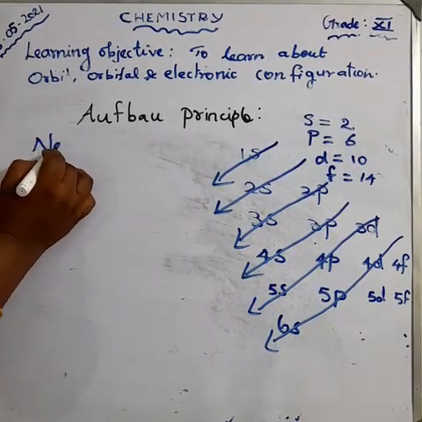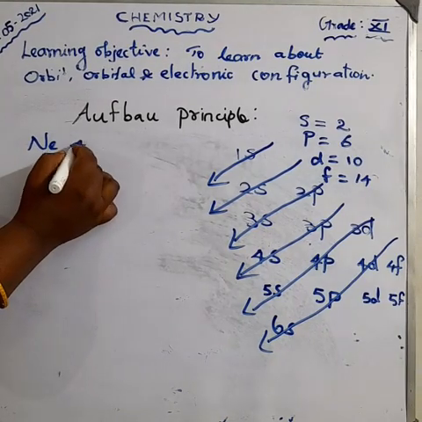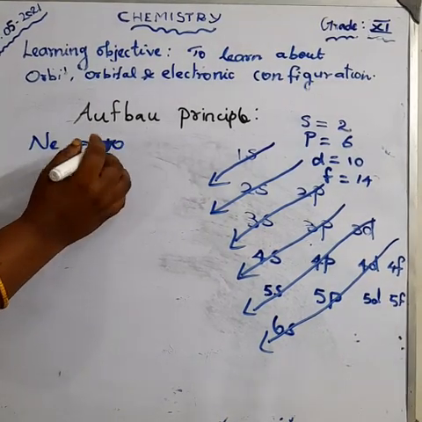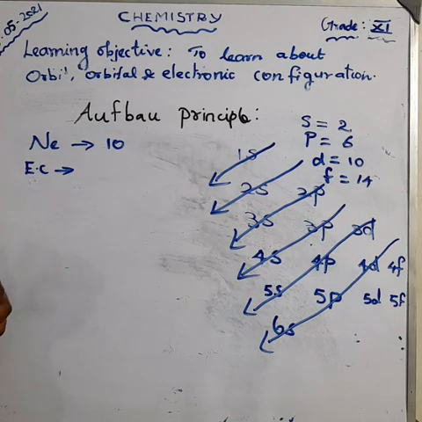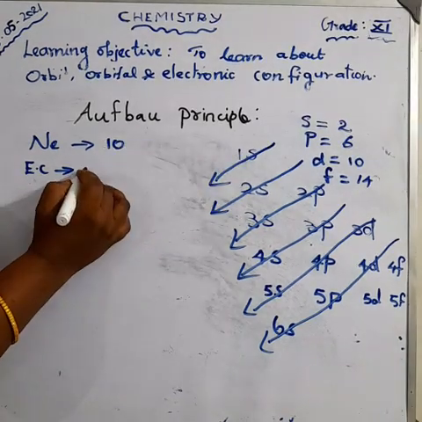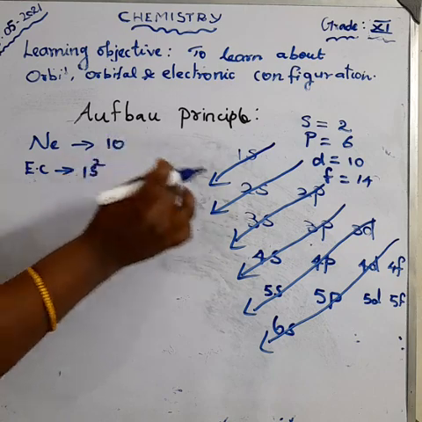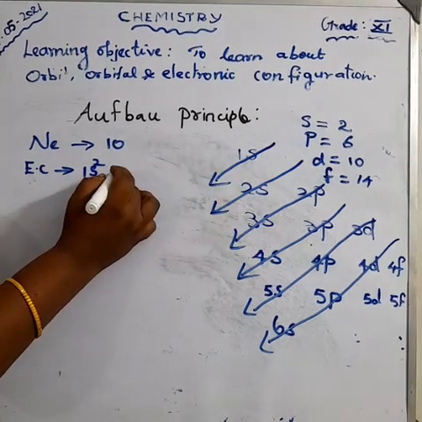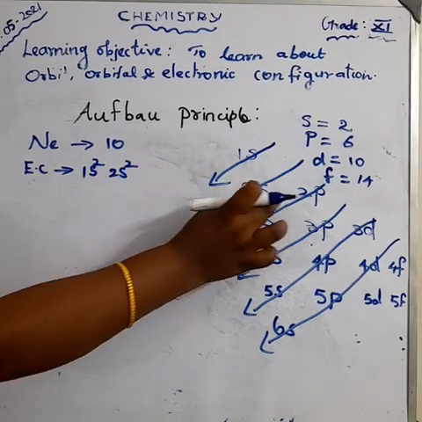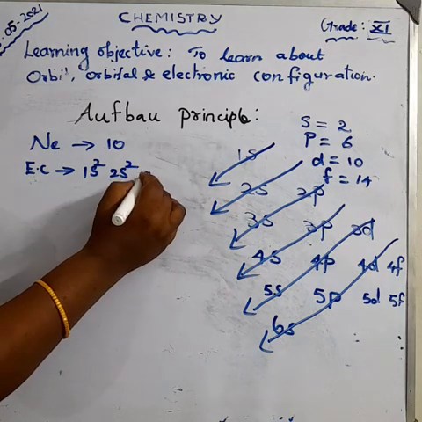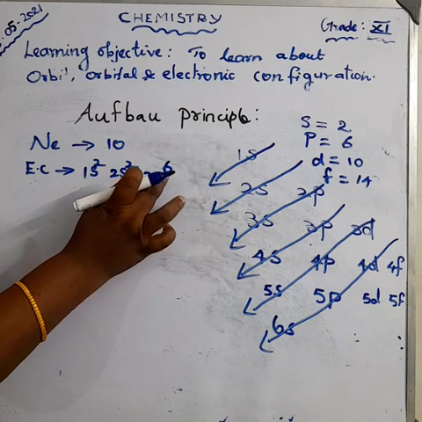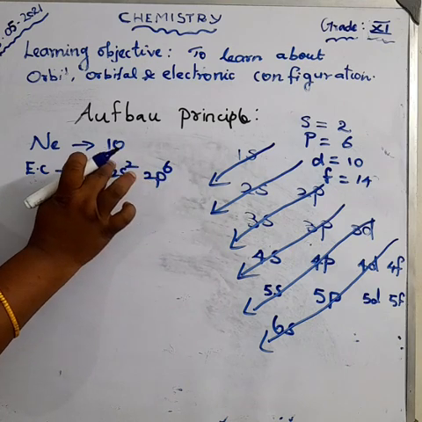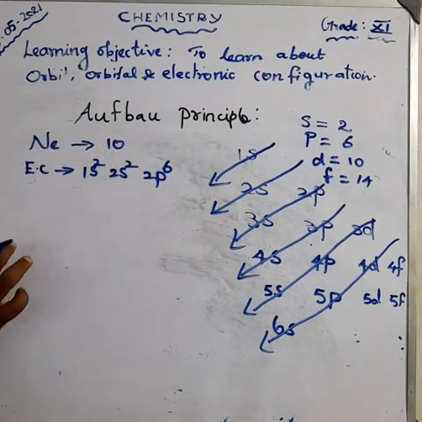Neon, the atomic number of neon is 10. So 10 electrons are here. So electronic configuration for neon, how will you write? First of all we can write 1s2 and 2s2 and then 2p6. Totally 6 plus 2 is 8, 8 plus 2 is 10. 10 electrons.